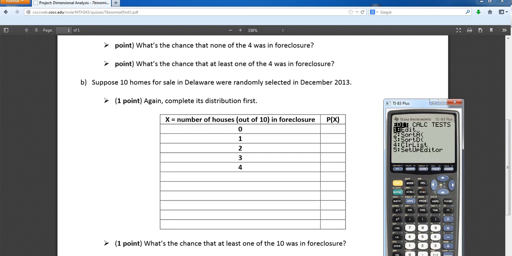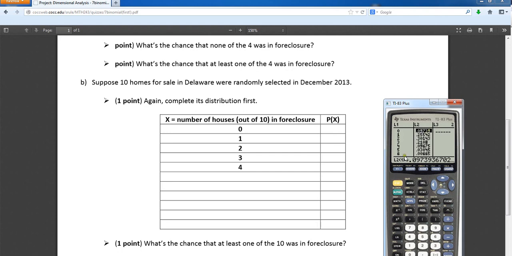Okay, back to stat editor. What's the chance at least one is in foreclosure? Well, there's a 10% chance that none of them are. So that means there's a 90% chance you got a rooster in the box, if you're using the chicken analogy. So there's a 90% chance at least one of those bad boys is in foreclosure.